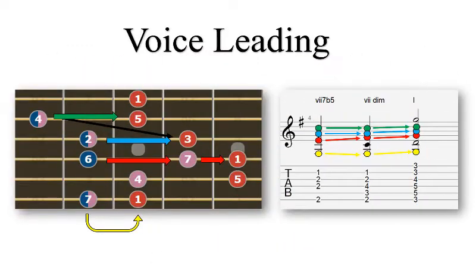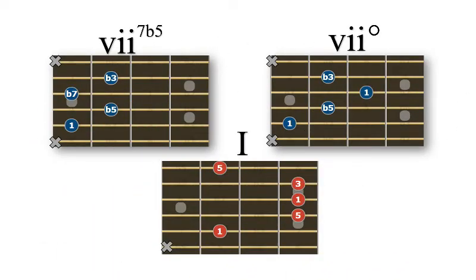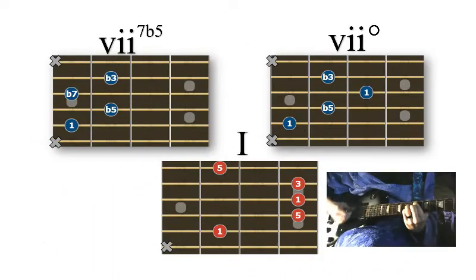The red path outlines this awesome walk-up from the 6th to the 7th, finally to our 1. Also note that you can often think of the 4th either resolving to the 5th or the 3rd, the 3rd being the strongest option considering it's only a half step away, but it just depends on how you would like to hear it. This next example is the same resolution, only up an octave.